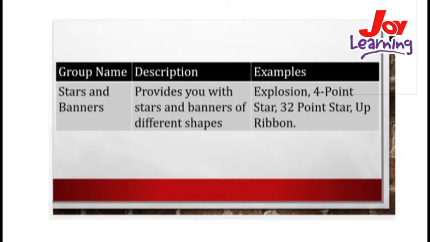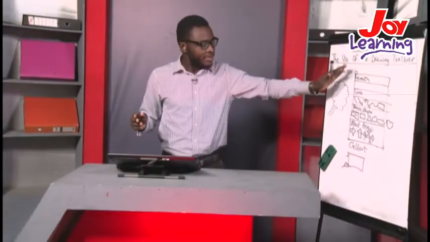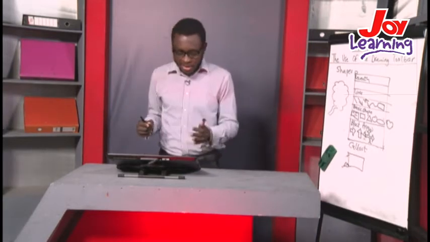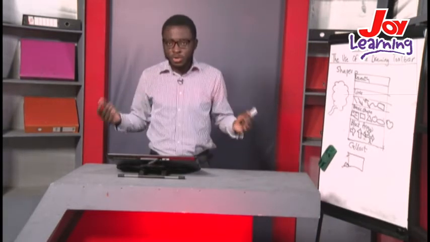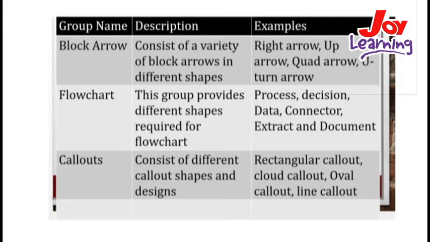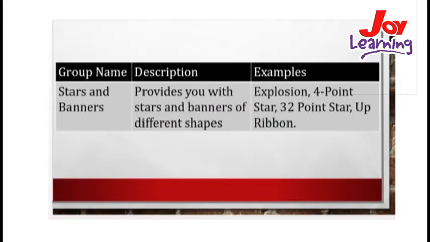So if you want to draw a shape, you can select from any of these groups. You can select from the recently used group. We can select from the lines group. You can select from the basic shapes. You can select from the block arrow. You can select from flowcharts, callouts, or the stars and the banners. All these are shapes in the shape drop-down menu.